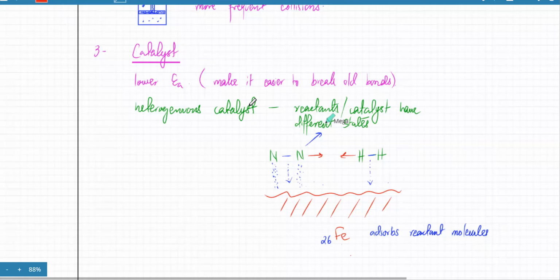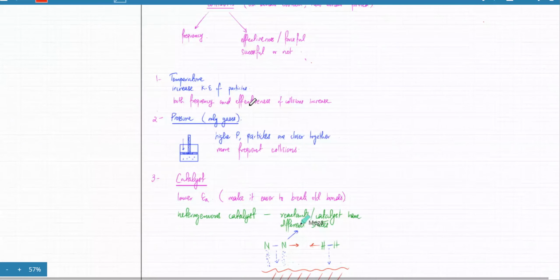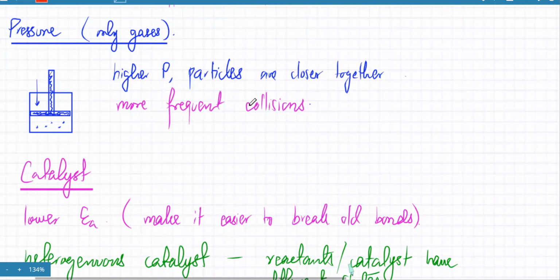Okay? Any questions about this? Clear? Sir, I have a question. Yes. When we discuss the pressure factor, when I'm answering the question and I mention that it increases successful collisions, would it be wrong? You said it only affects frequency, not the successful collisions. Basically, it's going to be wrong. The percentage of effective collisions, or the effectiveness of collisions, is not affected. Okay, it's going to be wrong.